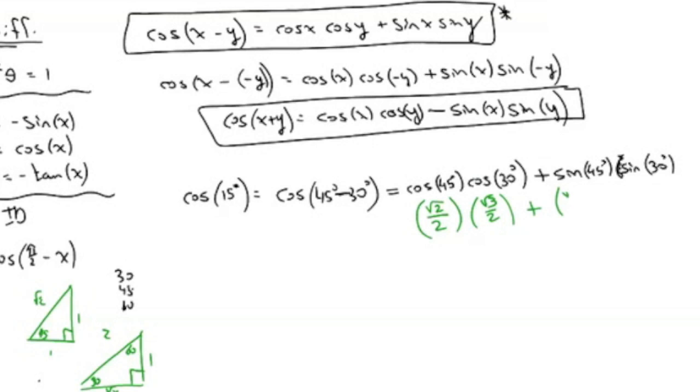Square root of 2 over 2. Sine of 30? 1 over 2. Alright. That would be the square root of 6 over square root of 4, so square root of 6 over 4. And then that one is the square root of 2, so this would be square root of 2, and it's all over 4. So this is cosine of 15 degrees.